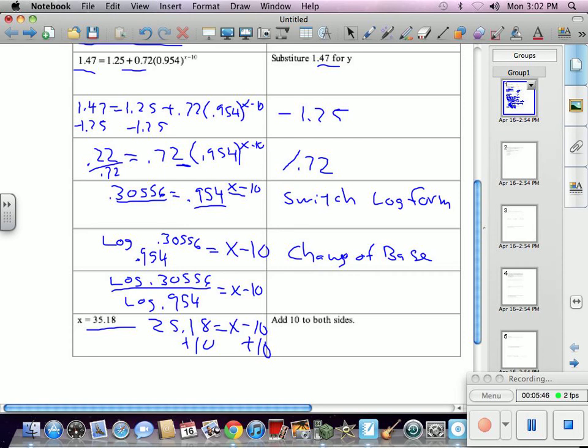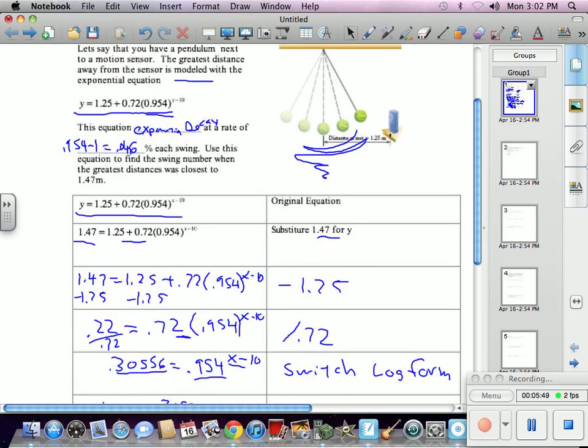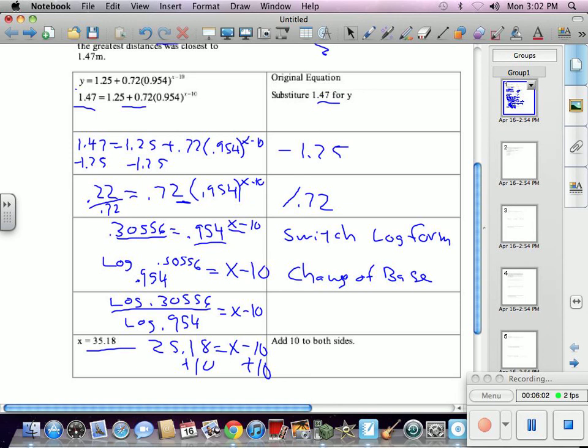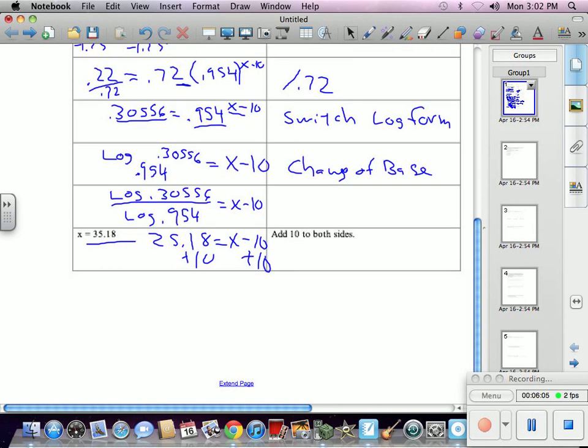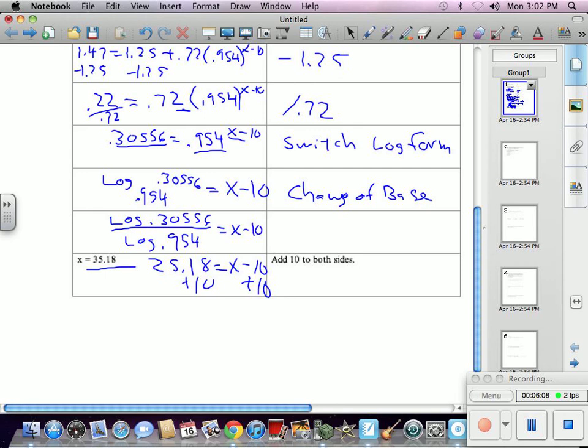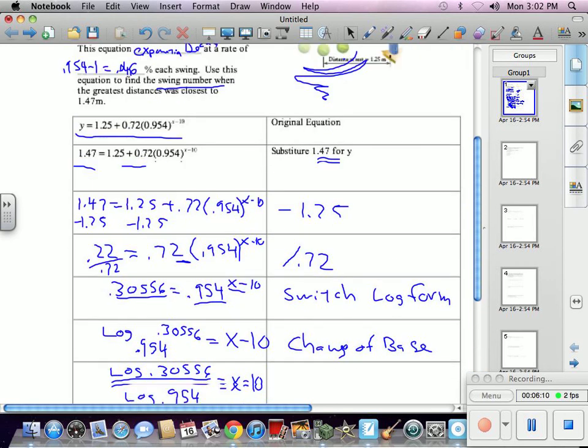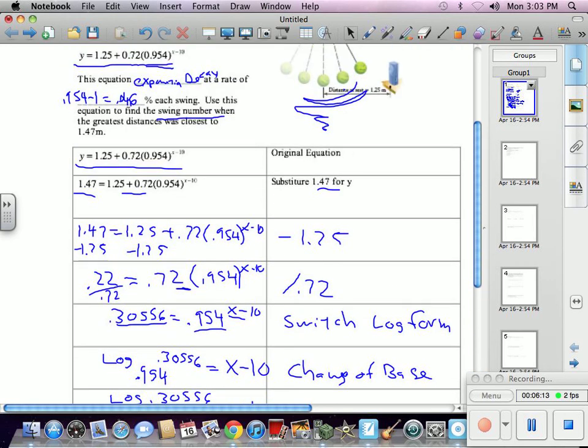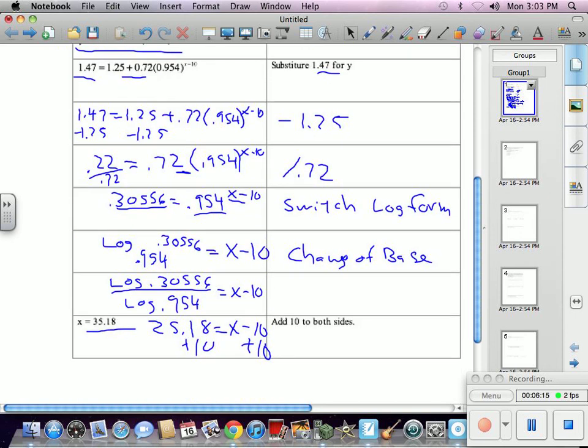35.18 what? Let's go back up and see what that is. This equation tells me the swings. Find the swing number when the greatest distance will be closest. So it will be closest at 35 swings. It will be less than that at 36 swings. Okay. So that's our first application. But basically, you can see we use logs whenever there was a variable in that exponent spot, and we've solved down. That's when we switch to log form.